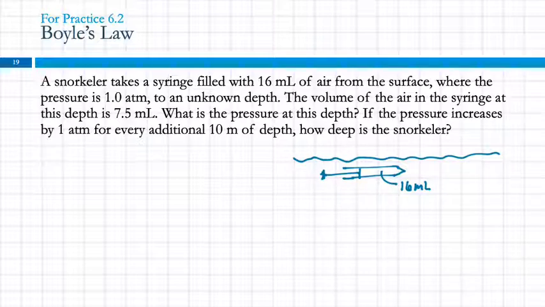And then the snorkeler takes that syringe lower. So now the syringe is down here. And now it says the volume is 7.5. So I'm going to draw this with a smaller volume. This volume is 7.5 milliliters. Why did the volume of the air get smaller?